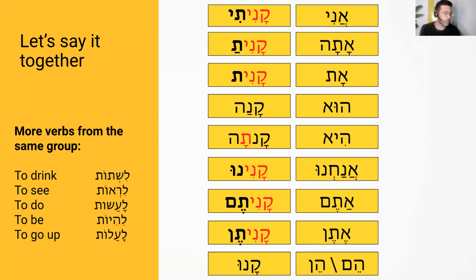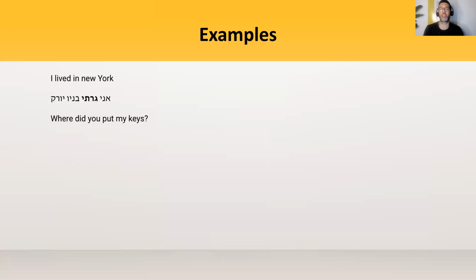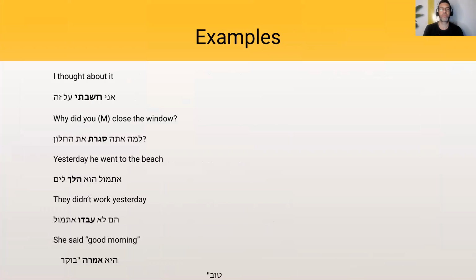Let's do the first group again. Why not, huh? We're doing just all the verbs that we've learned. Let's do them. Yofi. I thought about it. אני חשבתי על זה. Say it with me. I thought about it. אני חשבתי על זה.